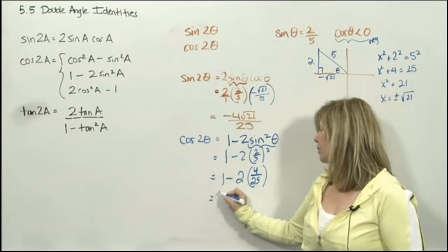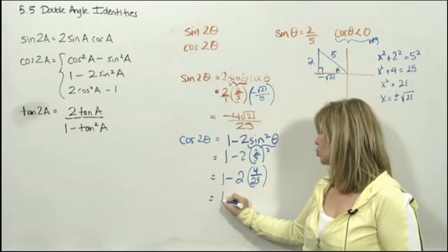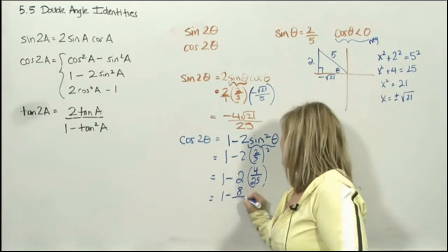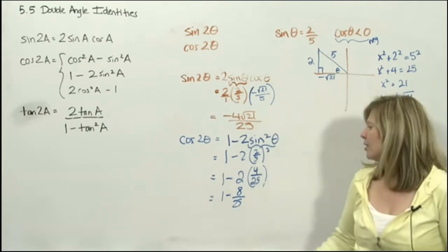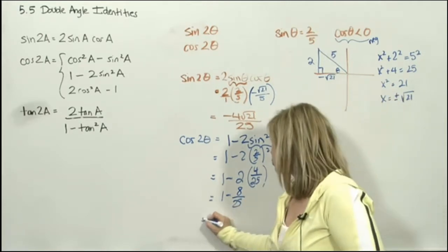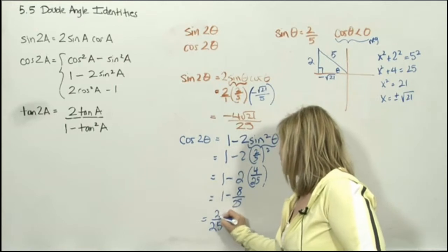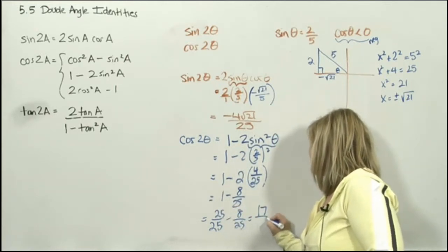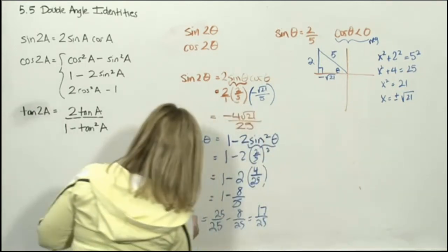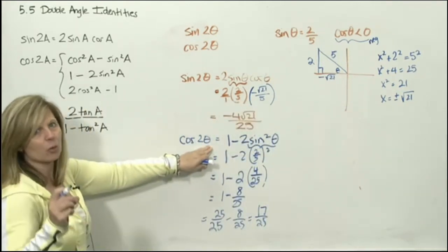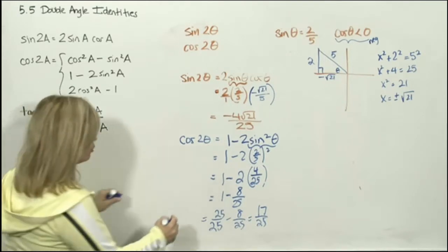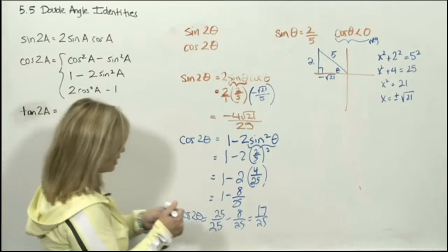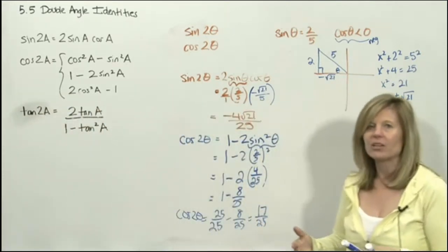I'm going to follow order of operations. I can't subtract because I've got to multiply. So this is 1 minus 2 times 4/25, which is 8/25. To subtract, I need a common denominator, which would be 25. So this would be 25/25 minus 8/25, which is 17/25. You found, without actually knowing the measure of angle theta, that if you doubled it and found the cosine value, it would be 17 over 25. Now think about this.